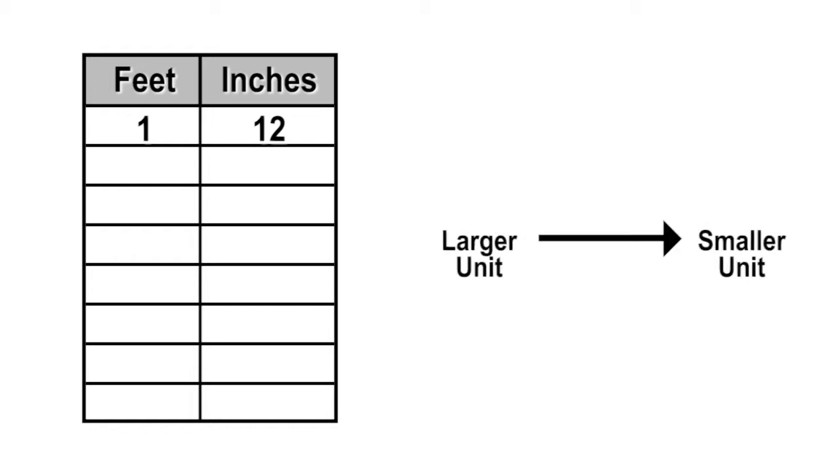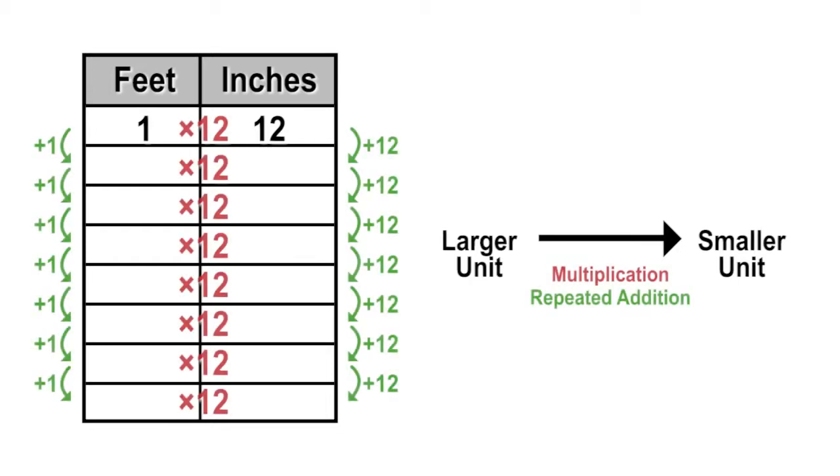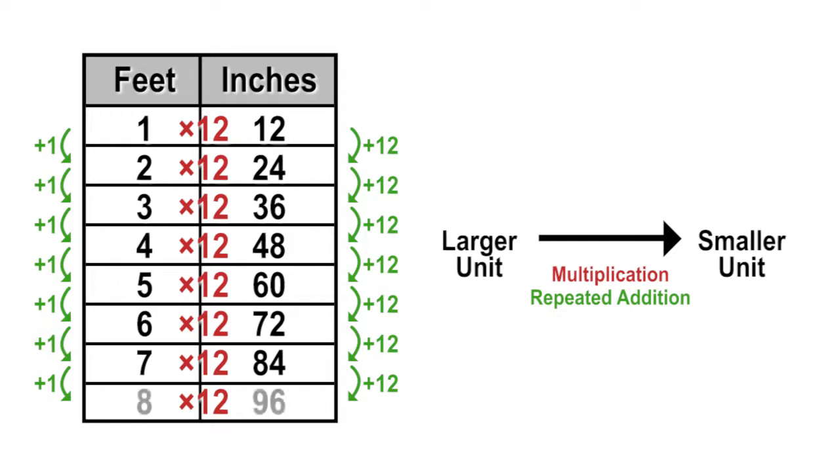If we were converting feet to inches, we know that there are 12 inches in a foot. What operations work well when converting a larger unit to a smaller unit? In the last lesson, we used repeated addition or multiplication. If 1 foot is 12 inches, then 2 feet would be 2 times 12 or 24 inches. 3 feet would be 3 times 12 or 36 inches. Having the measurements listed in a table makes it easy to see and continue the pattern of multiplying by 12.